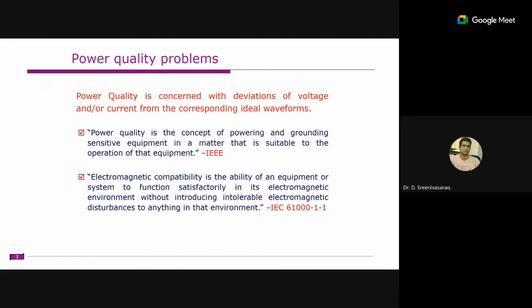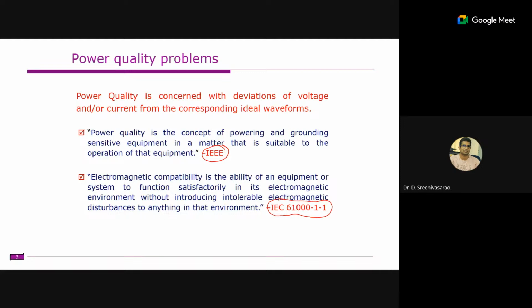You might know that power quality normally deals with the deviations in the voltage and currents from their ideal waveforms. We expect the waveforms to be sinusoidal and free from harmonics, along with some other aspects. There are different definitions for power quality. This one is defined by IEEE, whereas the other definition for power quality is like this.